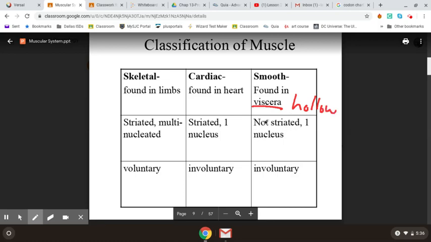Okay? They are not striated. They do not have striations, okay? And they are only uninucleated or mononucleated, okay? Down here is very important too, because this deals with their physiology, how they work, right?